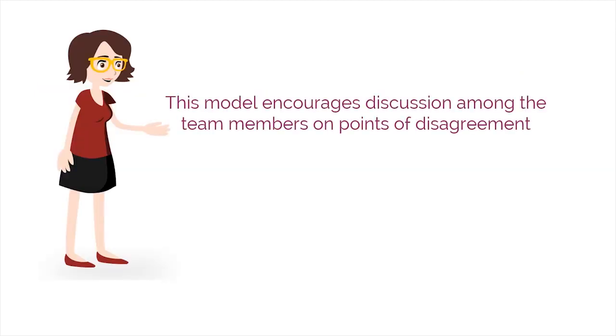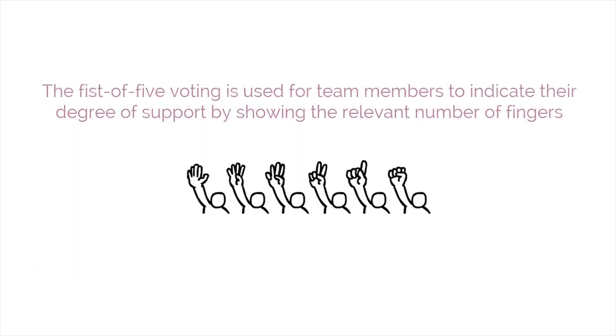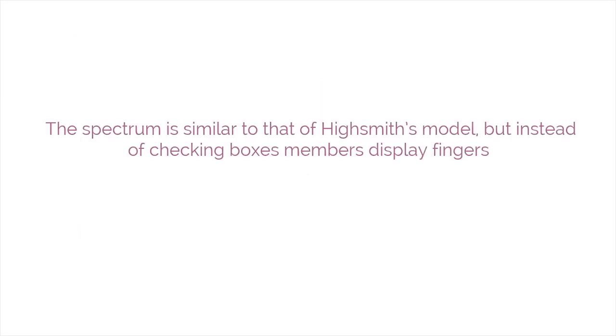Jim Highsmith's decision spectrum is a more comprehensive model in which team members indicate their decisions by ticking a box from a spectrum that has a wide range. This model encourages discussion among the team members on points of disagreement. The fist of 5 voting is used for team members to indicate their degree of support by showing the relevant number of fingers. The spectrum is similar to that of Highsmith's model, but instead of checking boxes, members display fingers.